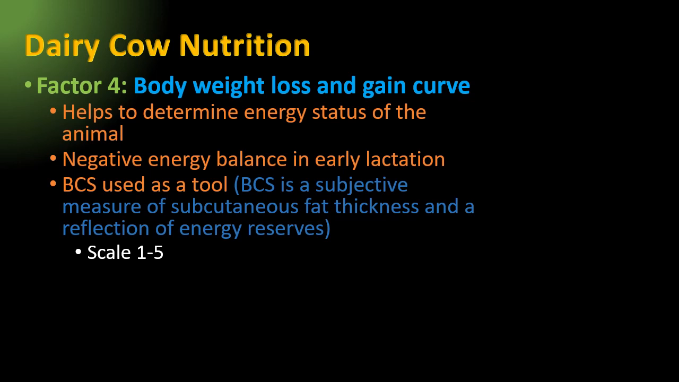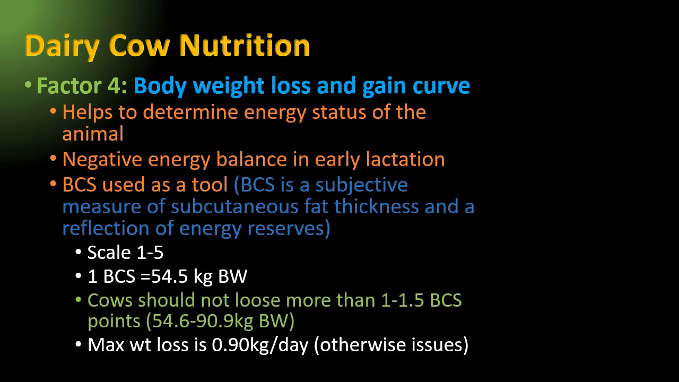In different countries there are different types of scales. Usually it is on a scale of 1 to 5. It is being used in the USA and other western countries, whereas New Zealand and Australia use a body condition scoring scale from 1 to 10. If we consider this, one body condition score is equal to 54.5 kg body weight of the animal. It is recommended that cows should not lose more than 1 to 1.5 body condition score points. It means they should not lose more than 54.6 to 90.9 kg of their body weight.